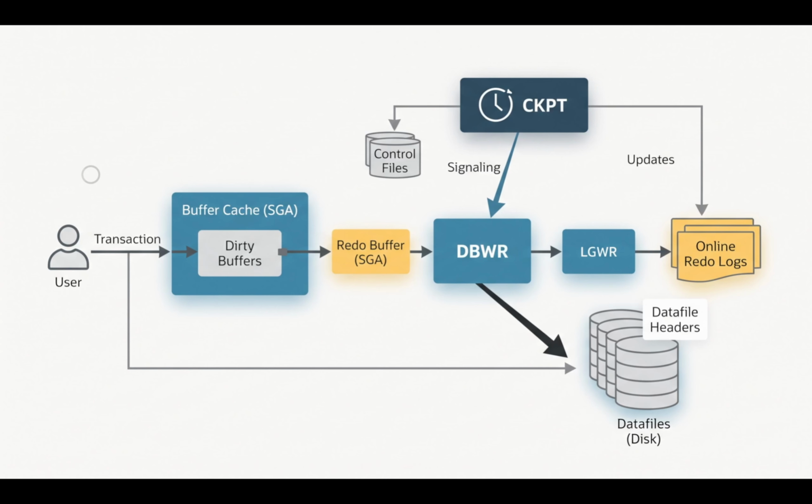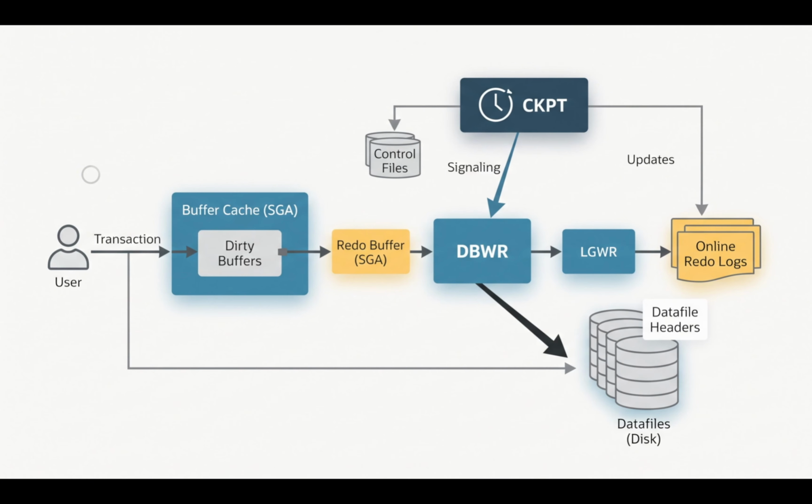Now let's put all these three together. Imagine a user modifies some data. First, the buffer cache is updated. At the same time, redo is generated. That redo goes into the redo buffer. When the transaction commits, log writer writes the redo to the online redo logs. Later, DB writer writes the modified data blocks to the data files. And checkpoint coordinates checkpoints, including signaling DB writer and updating the relevant checkpoint information.